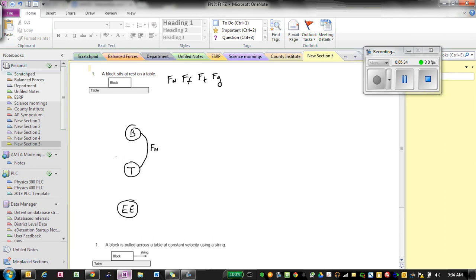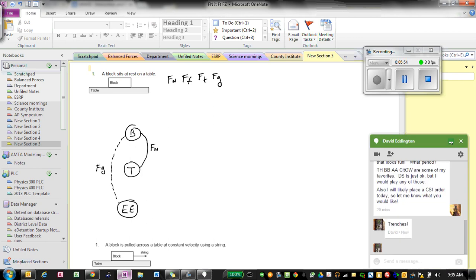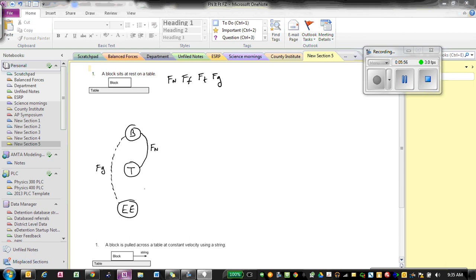Then there is a gravitational interaction between the block and the earth. And for that one, it's a long-range force, and I'm going to be using dotted lines to represent long-range or non-contact forces. Likewise, there is a gravitational interaction between the table and the earth. So another dotted line here, and label that interaction as an FG. And then finally, there's going to be a normal force interaction between the table and the earth.